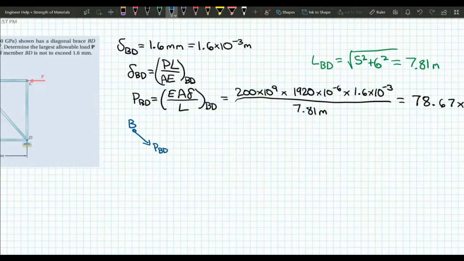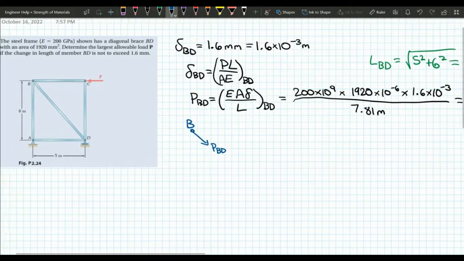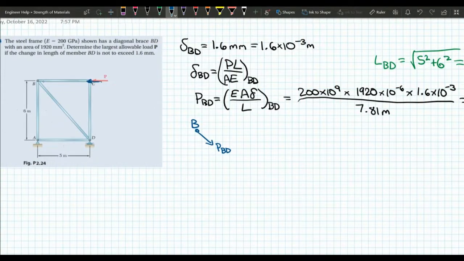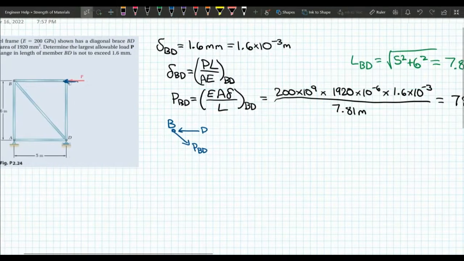So here's P, D, right? And we know that P is pushing on C, which is pushing on B. So we would have P going that way, right? And then AB has to be pushing up to counteract the downward motion of BD. So here's AB. Here, let's make sure that's P.